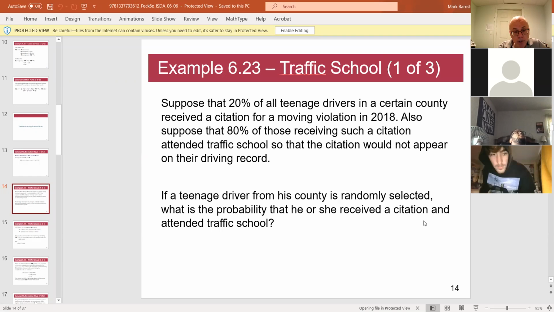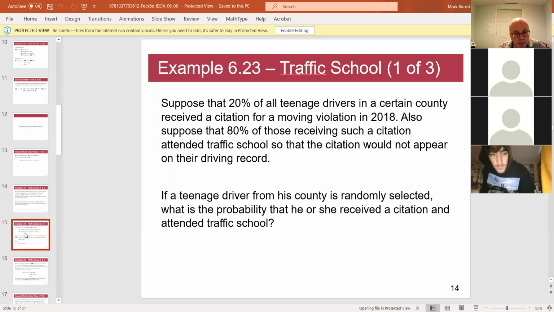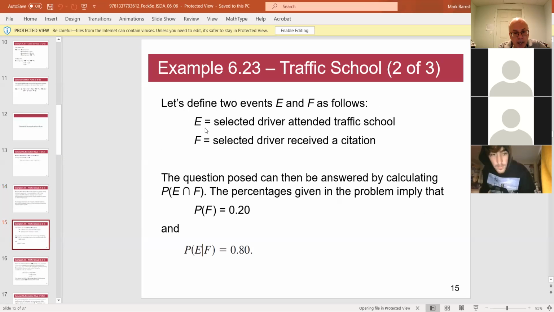It says here, if a teenage driver from the county is randomly selected, what's the probability that he or she receives a citation and attended traffic school? Well, the 20% here is an unconditional probability. It's the probability that a teenager got a citation. But the 80% number up here is a conditional probability. It's the probability of attending traffic school given that they got a citation. So let E be the event that the driver attended traffic school, and let F be the event that they received a citation.